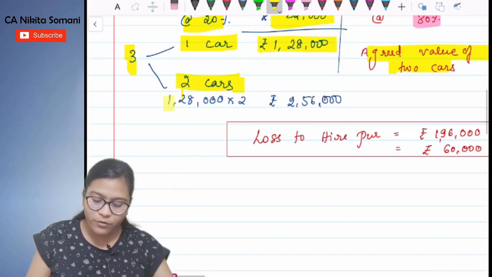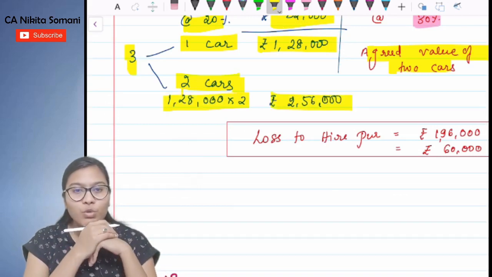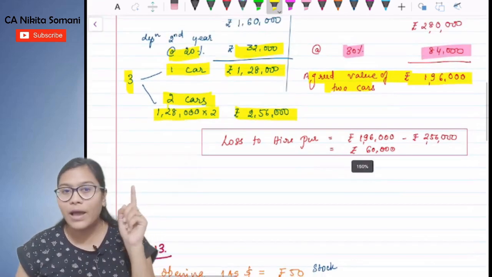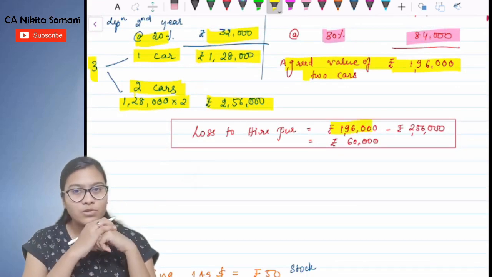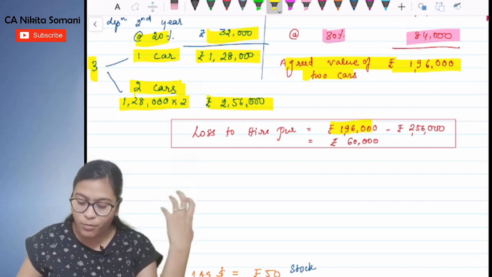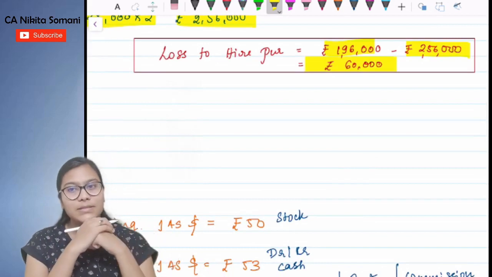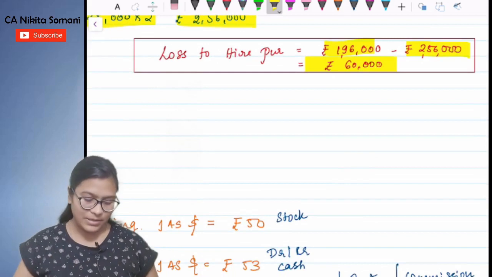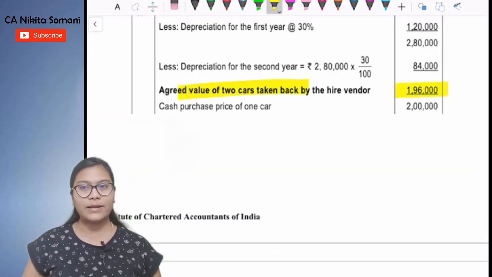And the value of 2 cars, if you multiply by 2, comes to 2,56,000. The hire vendor says, okay, I'll pay you 1,96,000, but the value of the cars as per the hire purchaser is 2,56,000. So there is a loss of rupees 60,000 on those 2 cars. This agreed value of 2 cars taken back by the hire vendor is 1,96,000.